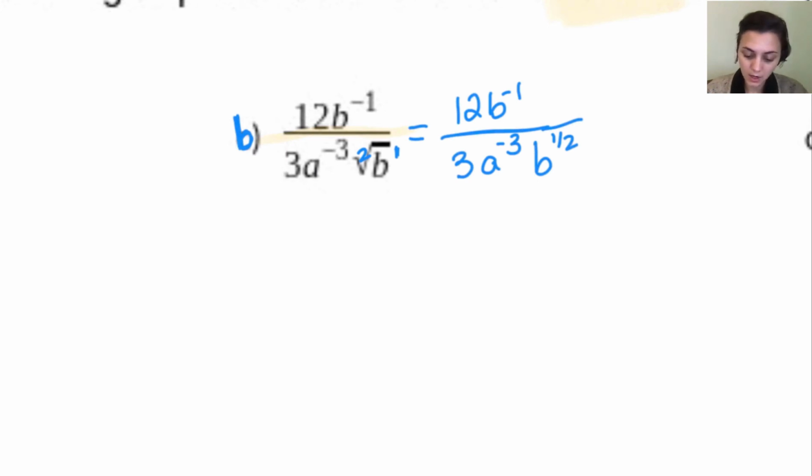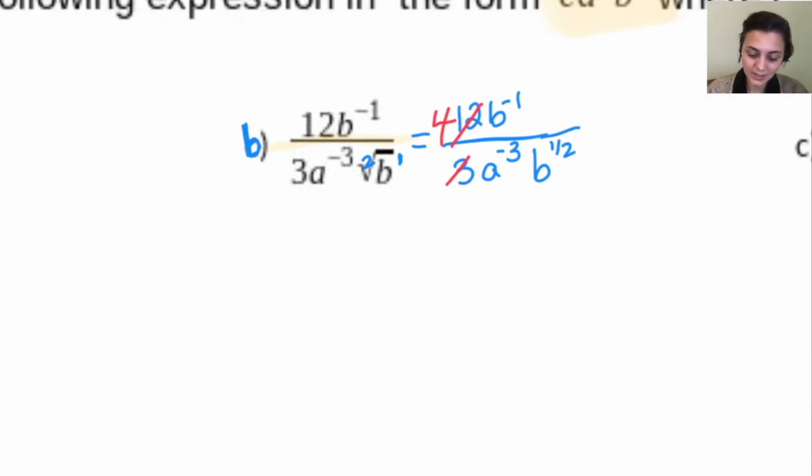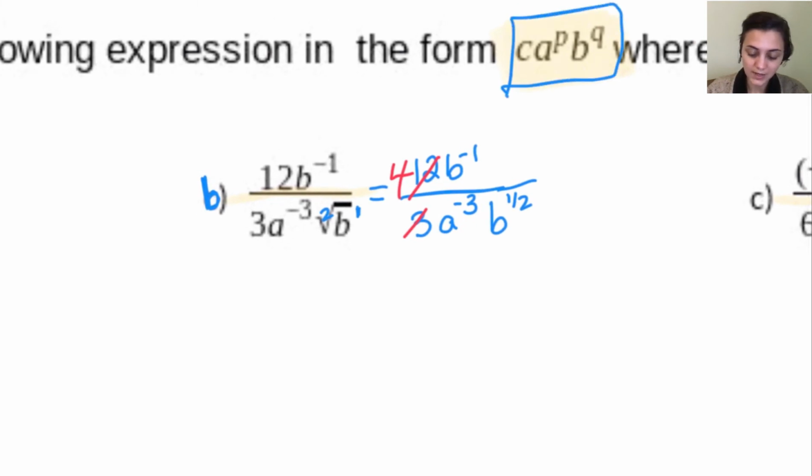Okay, so there are a couple things I can simplify. 12 divided by 3 is just 4. You just treat the numbers like normal numbers. And then I need to make sure it's in this form, so I need to move everything from the denominator up to the numerator. That means I need to move that a up. So I have 4, b to the -1. When I move a up, it becomes a to the +3. And then when I move b up, it becomes b to the -1/2.